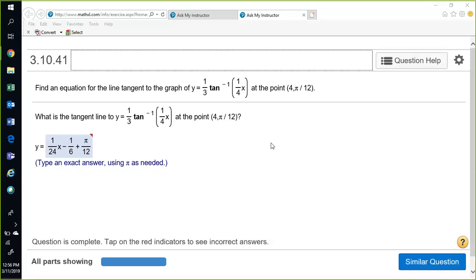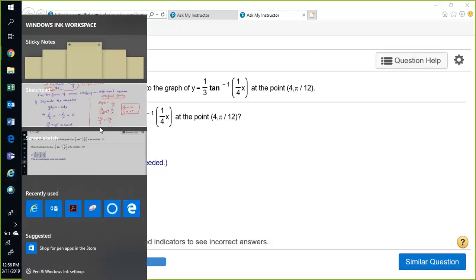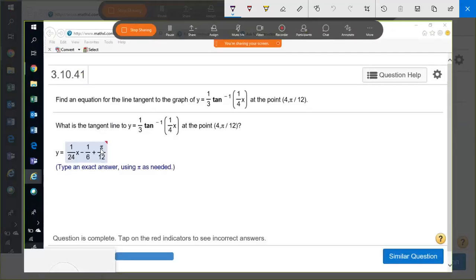So for the tangent line, we always use this equation, y minus y1 equals m times x minus x1, the point-slope form of a line. Since the point is given, I can use the point as y minus pi over 12 equals m, which we need to find, times x minus 4. Now the slope of the tangent is the derivative. So basically, we have to find the derivative of this function.